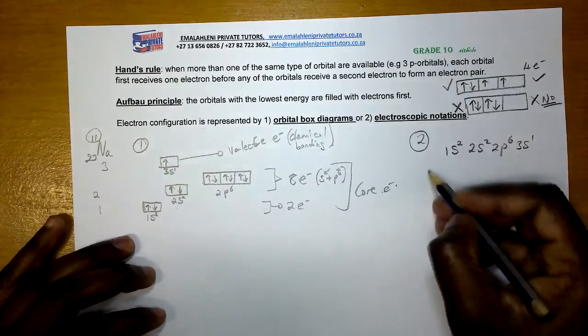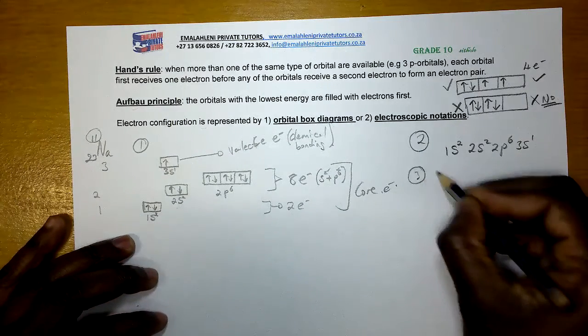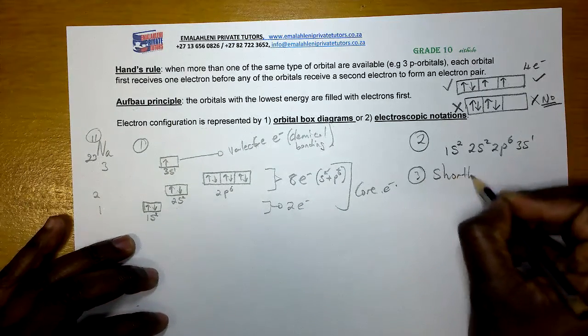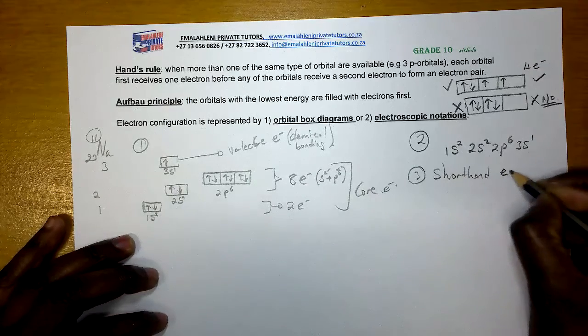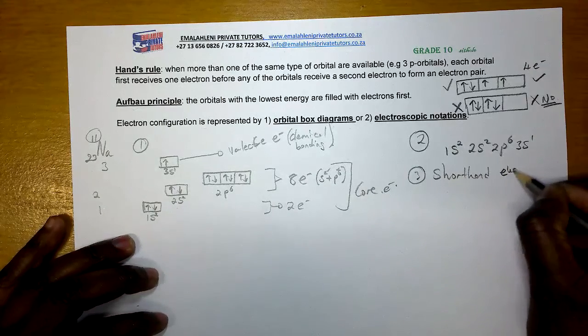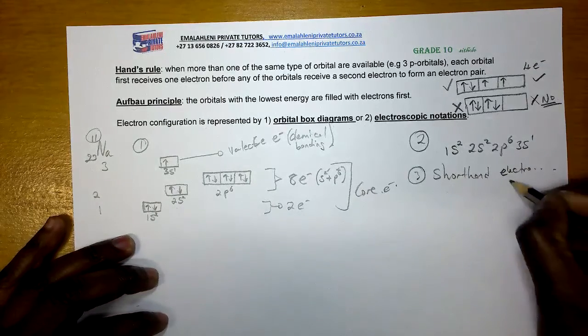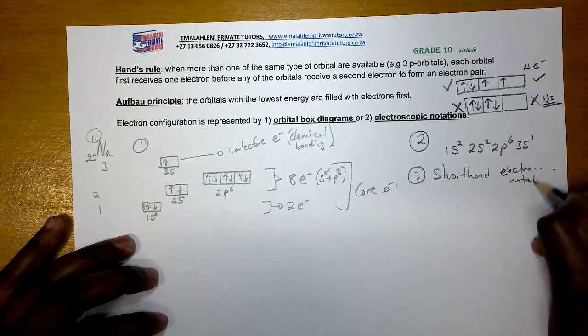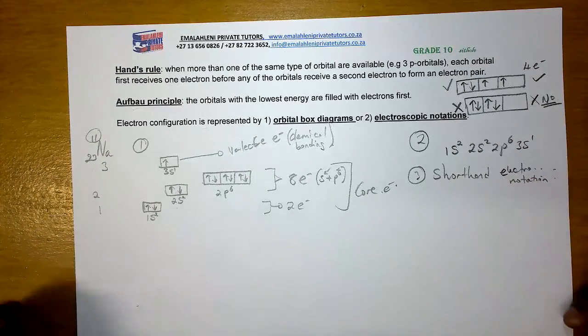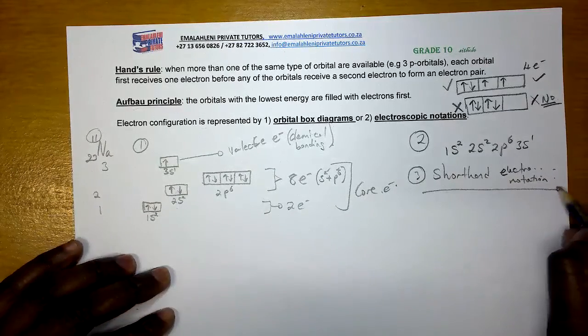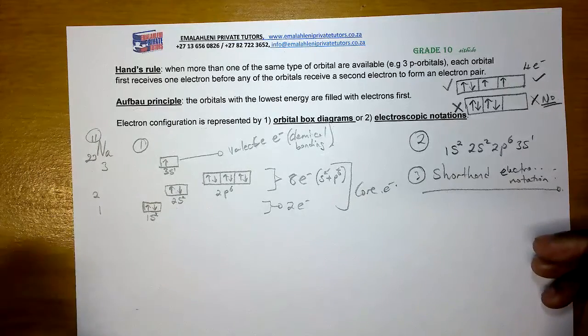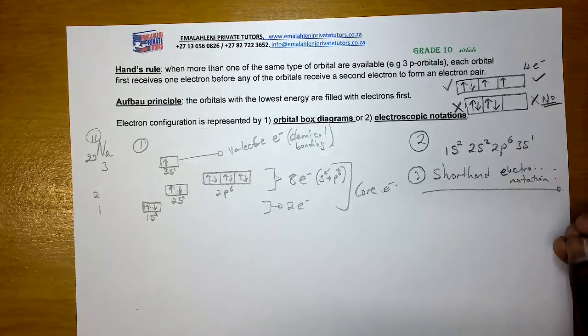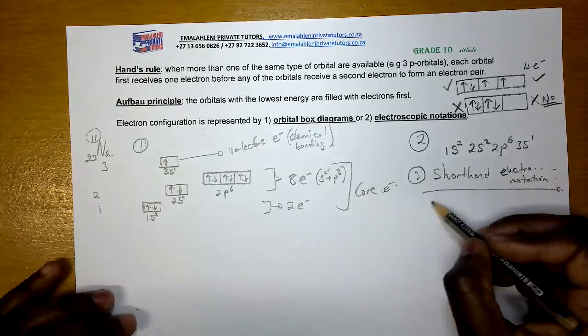Then here we also have the third method that we call the shorthand electronic notation. Now, in the shorthand electronic notation, we are going to use the noble gases, or the inert gases.